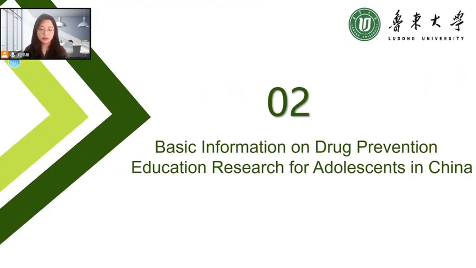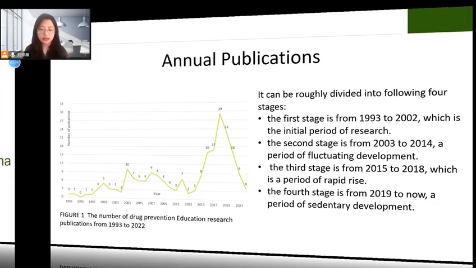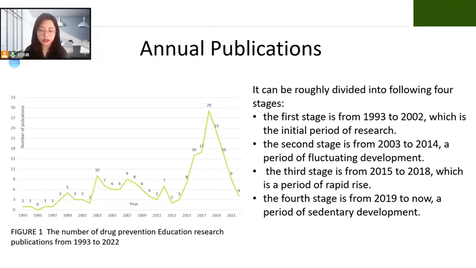The part 2 is the basic information on drug prevention education research for adolescents in China. As we can see, the figure 1 shows the trend of the number of publications on drug prevention education for adolescents in China. As can be seen from the figure, the research shows a wave upward trend, and it can be roughly divided into following 4 stages.